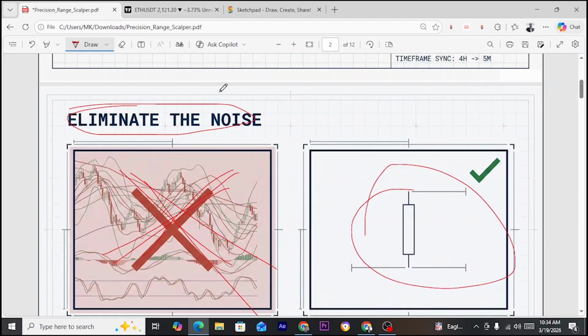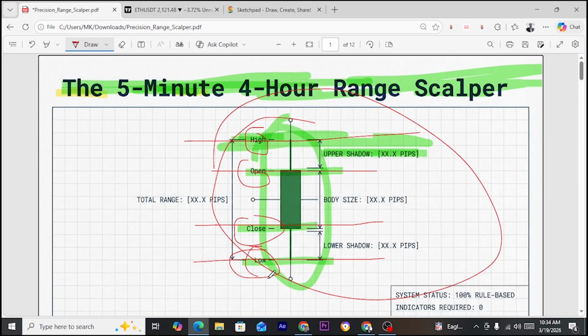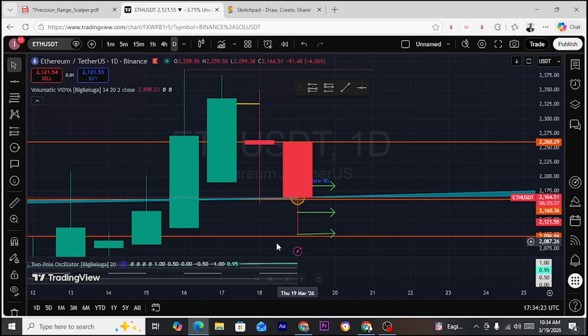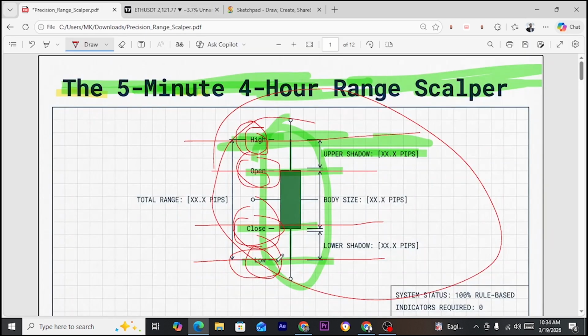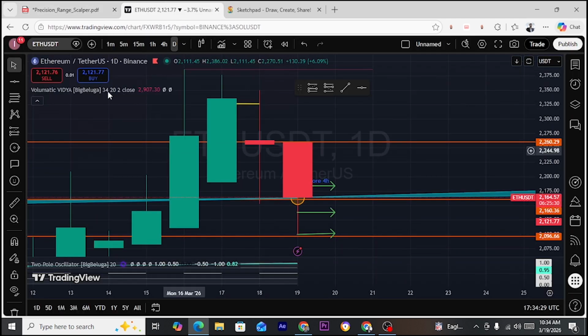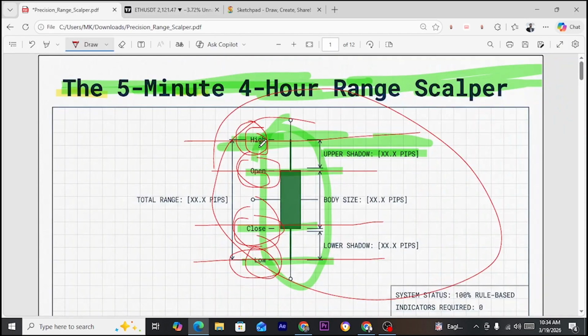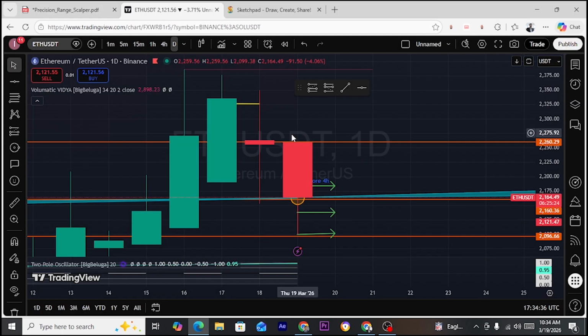This is the lowest, close, open and high. I marked that all for the 1-day candle. This is low and this is close, this is open and this is high. High and open are the same, so we didn't mark that, just one line is enough.